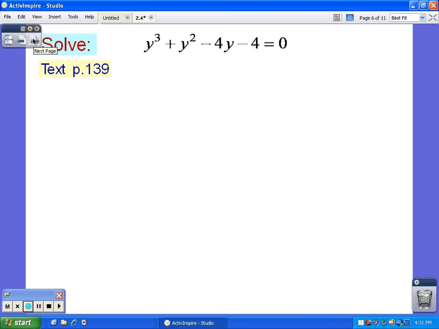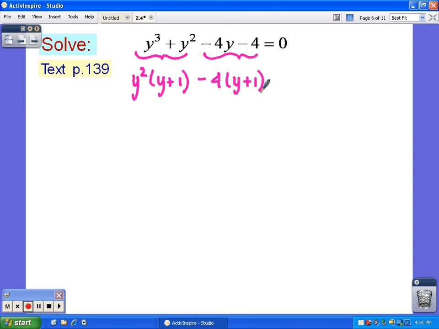Now, this next one, if you'll notice, has 4 terms. One of the methods of factoring that you might not remember is that when you have 4 terms, you group. You take the greatest common factor out of the first 2 terms. You take the greatest common factor out of the next 2 terms. And then you take the greatest common factor out of the whole problem.